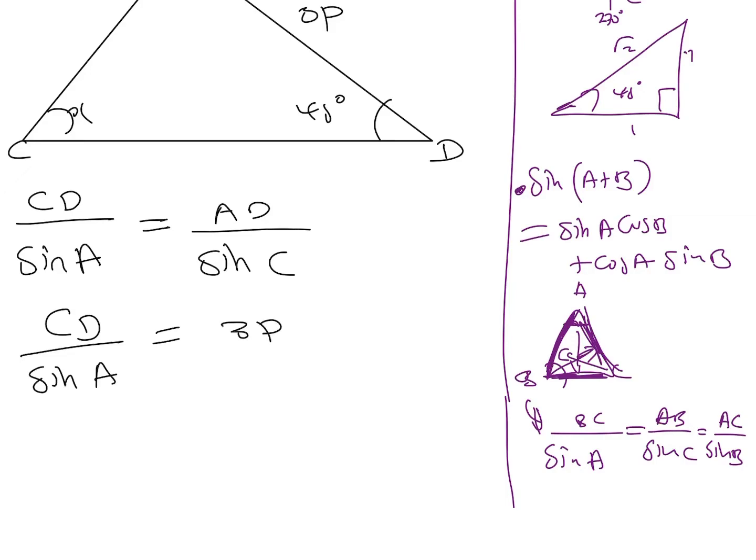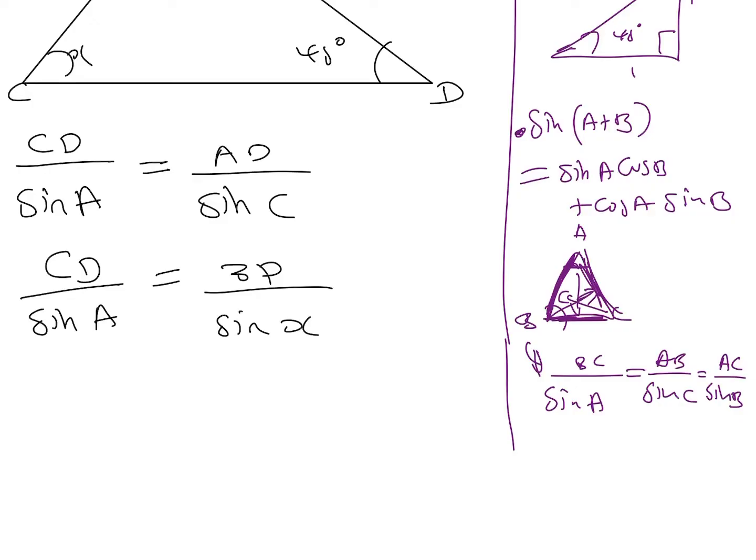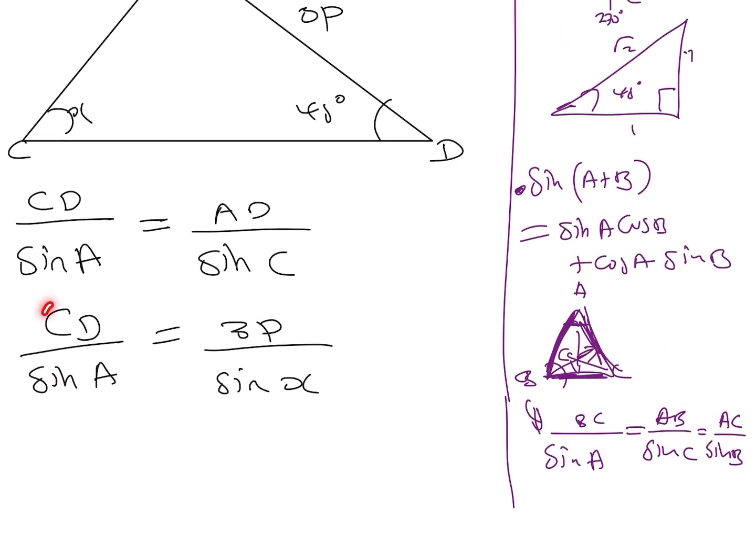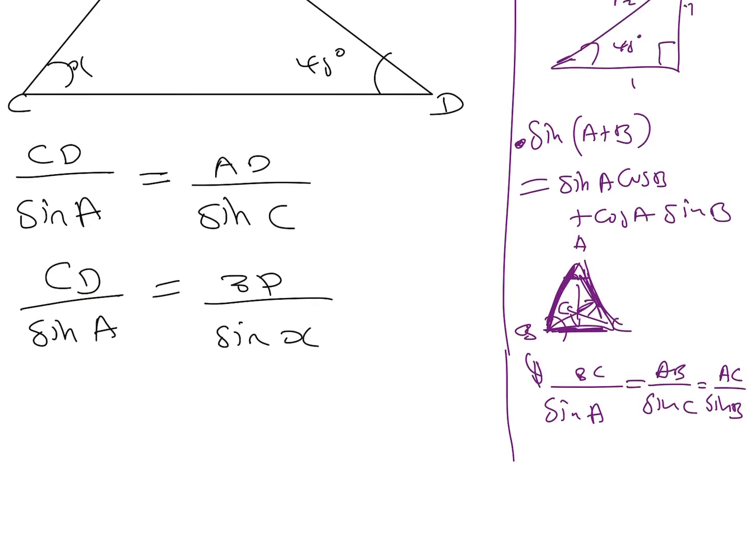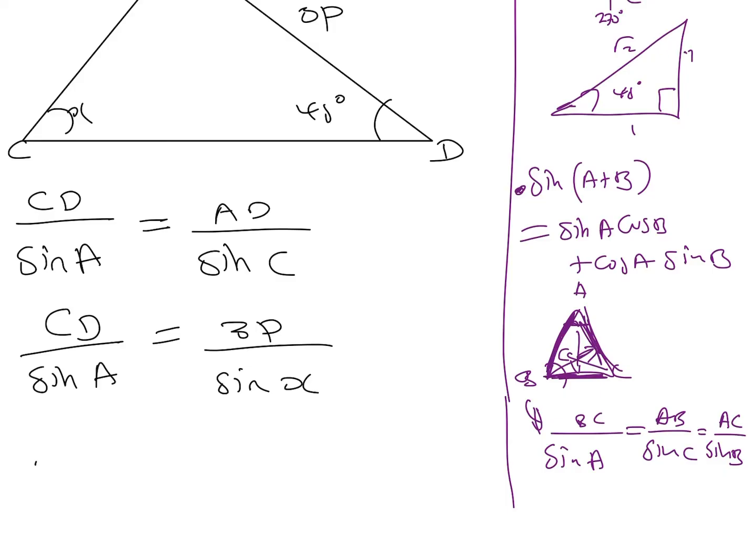AD is 3p, and we know C as X. So first you need to identify what is A. After identifying A, then you can identify what is CD. So to determine A, we need to know that the sum of the angles within a triangle is equal to 180. So if I add these two angles together, they should give me 180 all the time. And then from here we can solve for A.